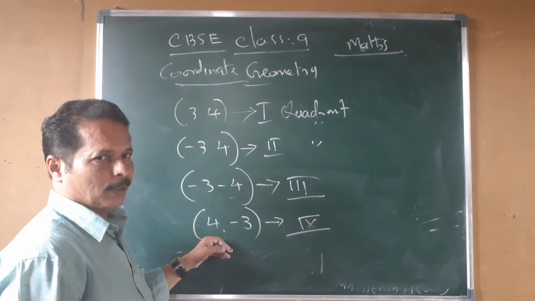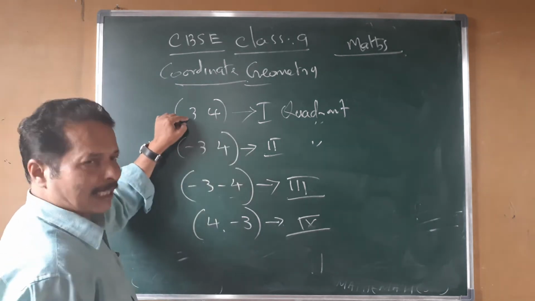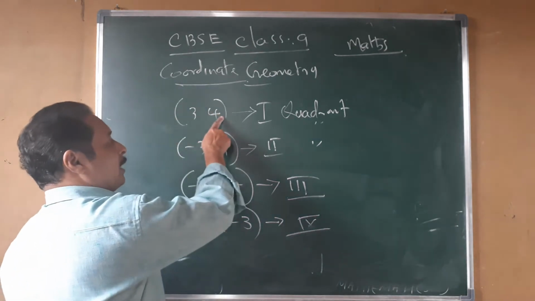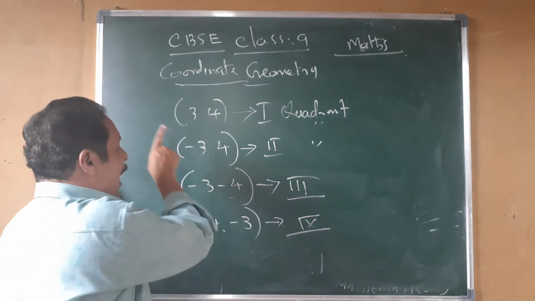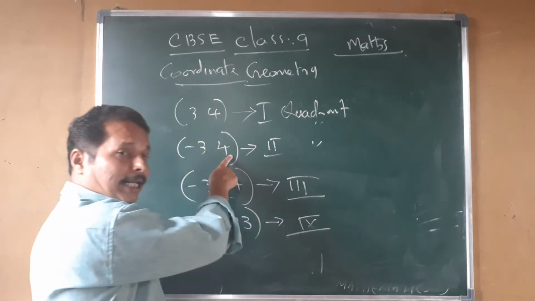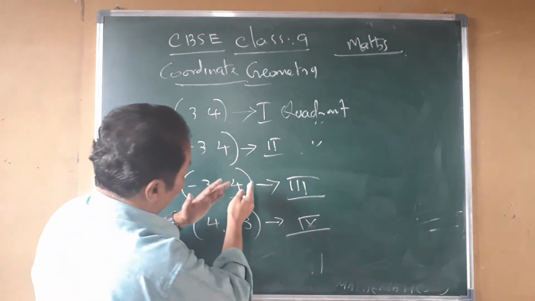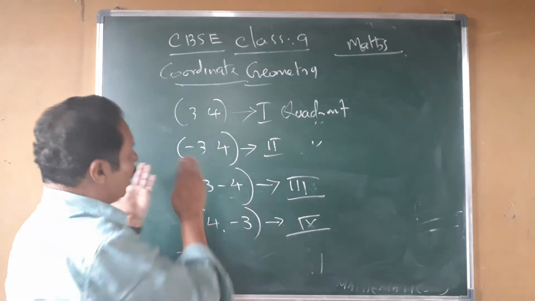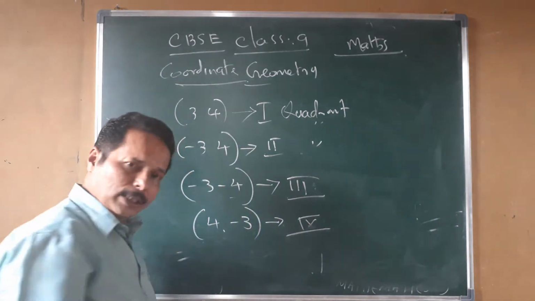Is it clear? Remember, abscissa, ordinate. Abscissa means x coordinate, ordinate means y coordinate. Abscissa and ordinate are positive, then it lies on the first quadrant. Abscissa negative, ordinate positive, it is on the second quadrant. Abscissa and ordinate are negative, then the point lies on the third quadrant. Abscissa is positive, ordinate is negative, then it is on the fourth quadrant.